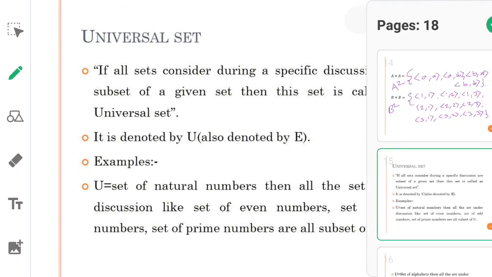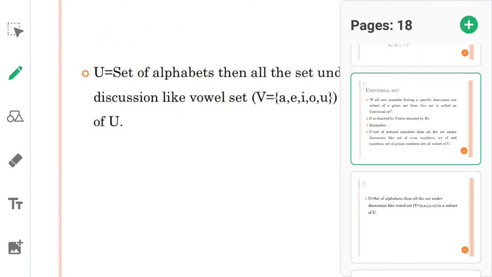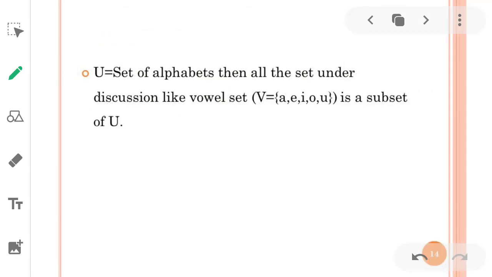Universal set is also one of the standard sets. Set of alphabets is a universal set. Then set of vowels is a subset of U. So all the sets which come under that particular set are subsets of the universal set. We have studied the two standard sets in the previous video lectures, also the null set, and this is the universal set.